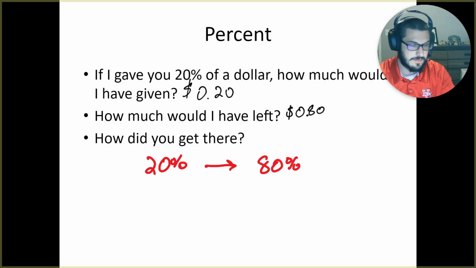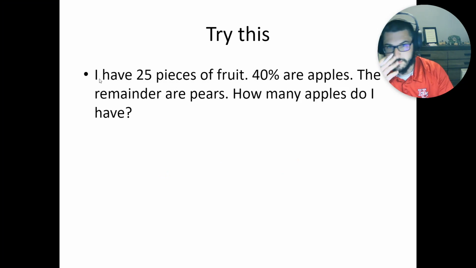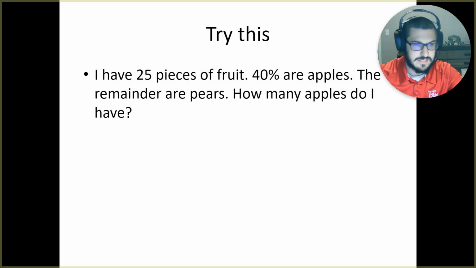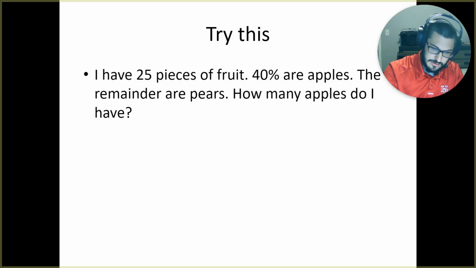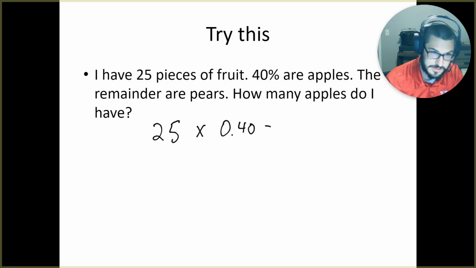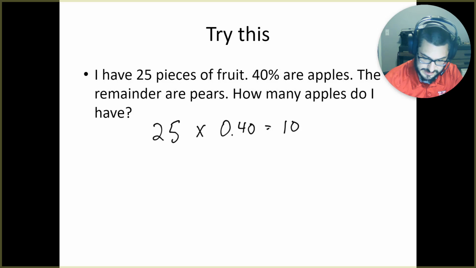Okay, that's going to apply when we solve the second part of this problem. So we've got 25 fruits and 40% are apples. We want to find how many apples do we have. So we've got 25 times 40% as a decimal, 0.40, equals 10 apples.